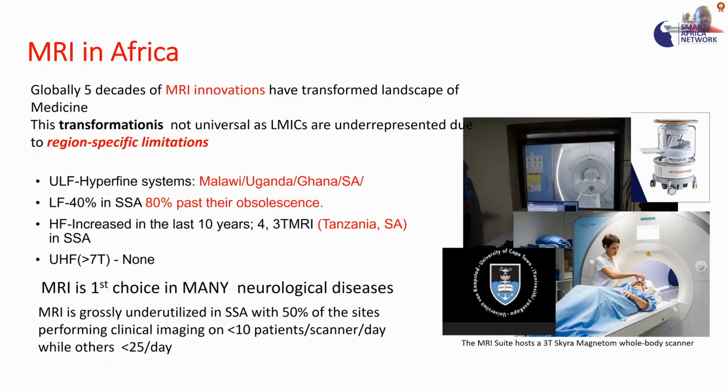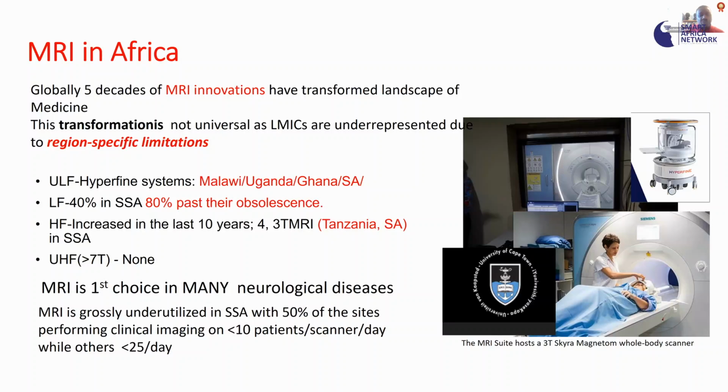We have low-field systems now in countries like Malawi, Uganda, Ghana, South Africa. Most of the systems used in sub-Saharan Africa are low-field, but the 0.5 systems and lower are mostly in a state of obsolescence. But it is growing happily, as most of you know. Those of you in Tanzania, Tanzania has at least more than five MRI systems, and also has one of the 3T MRI systems in Africa. Although we do not have a 7T anywhere in Africa, it is growing.